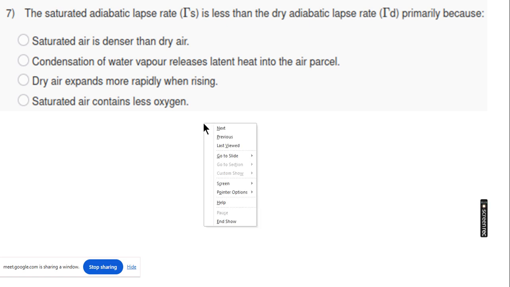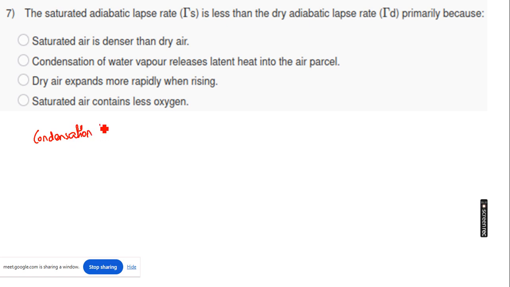Now, the saturated adiabatic lapse rate is less than the dry adiabatic lapse rate primarily because, as I just told you, the saturated adiabatic lapse rate value will always be less than the dry adiabatic lapse rate because there is an additional heating happening in the process. So can you tell me which is the correct answer? Saturated air is denser than dry air. Condensation of water vapor releases heat. Yeah, B is the correct answer.